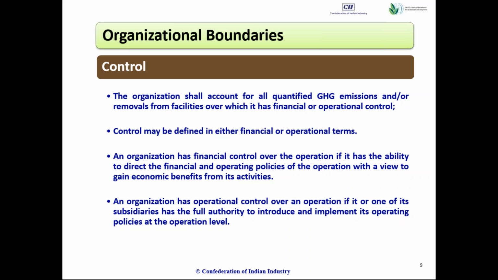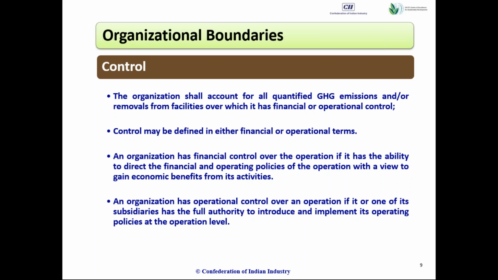So what do we mean by financial control? A company is said to have financial control if it has the ability to direct the financial and operating policies of an organization. In other words, the company can direct the financial operations of the organization. Suppose there's a corporate office and then there are several units under the corporate office. The corporate office can direct the financial operations of the units, so it will have full financial control over them.